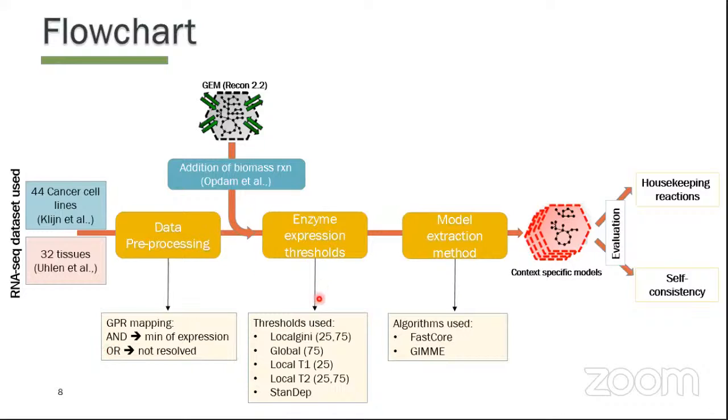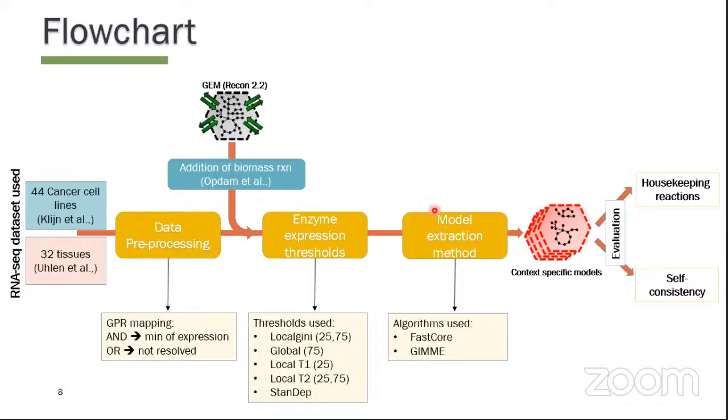Then enzyme expression thresholds. These 5 different thresholds were applied. Local T1 is the particular case of local T2, where we will not define this upper threshold; we will go on with the lower threshold alone. And these are the upper and lower thresholds defined.